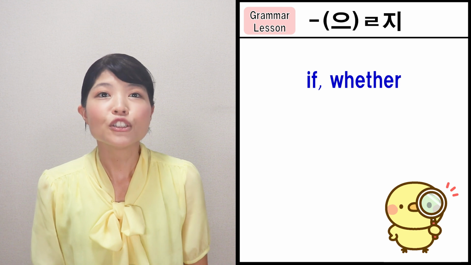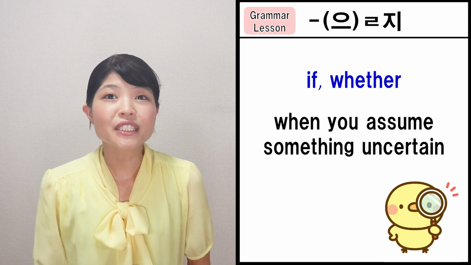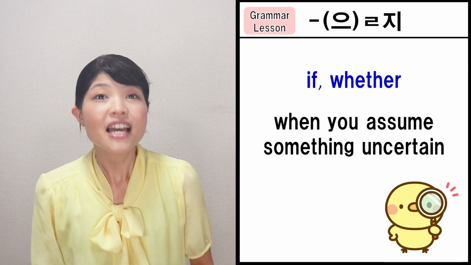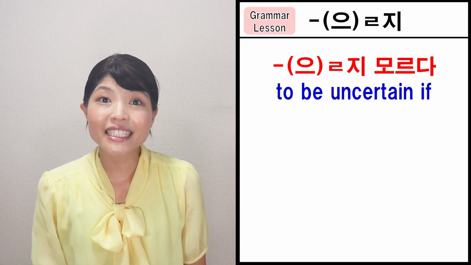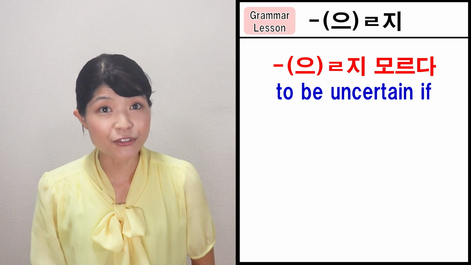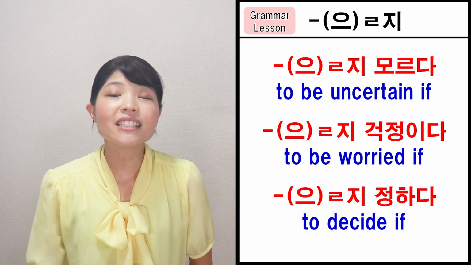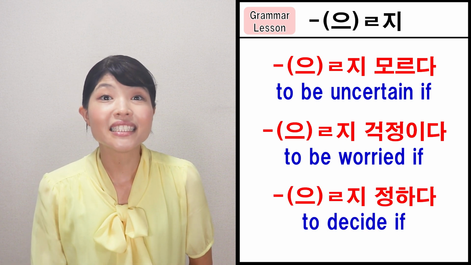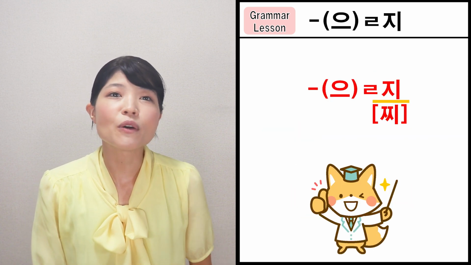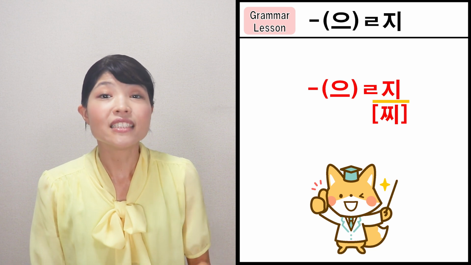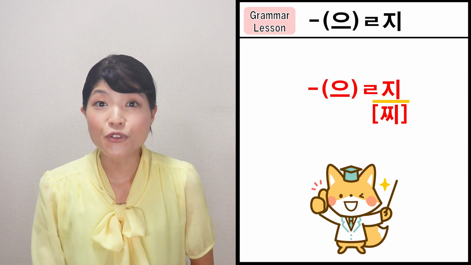The first grammar, you use 으리을지, if, whether, to verbs or adjectives. You use it when you assume something uncertain. In most cases, Korean people use this grammar as 으리을지 모르다, to be uncertain if, 으리을지 걱정이다, to be worried if, and 으리을지 정하다, to decide if. So please put that whole phrase in your mind. In addition, Korean people pronounce 지 in 으리을지 in tense sound as 찌. So please pay attention to that as well.